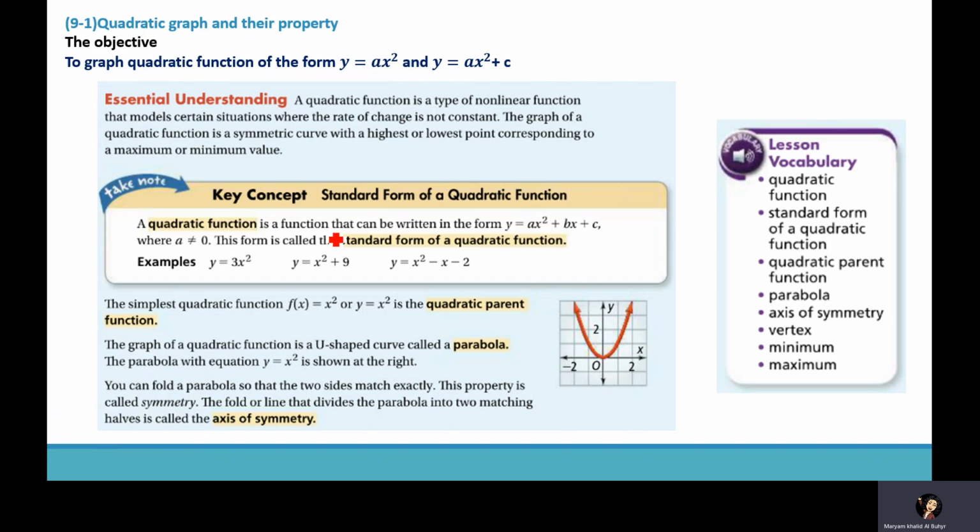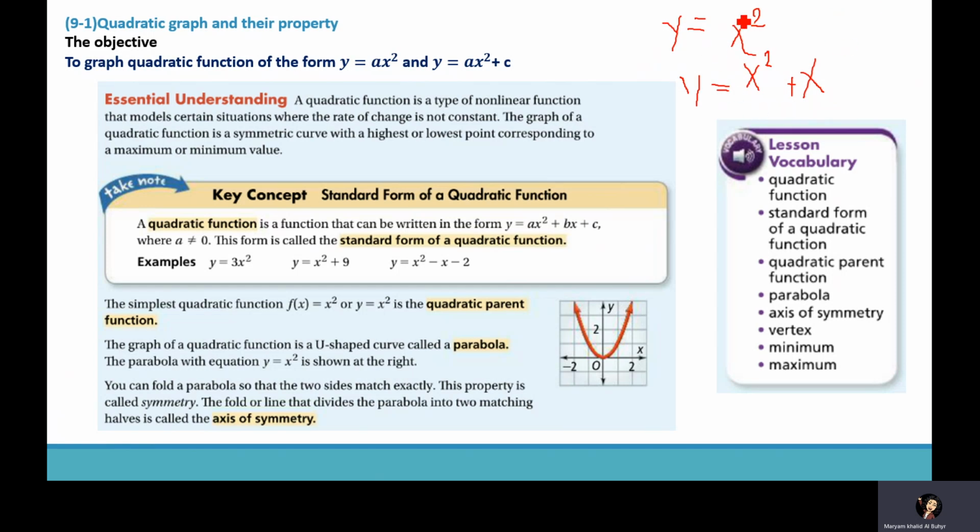So quadratic functions first, it could be in this form ax squared plus bx plus c. But basically, we can just say it is a polynomial of degree 2, as we discussed in chapter 8. So this is the meaning of a quadratic function. If I say y equals x to the power 2, this is a quadratic function or quadratic equation. y equals x squared plus x, this is also a quadratic function.